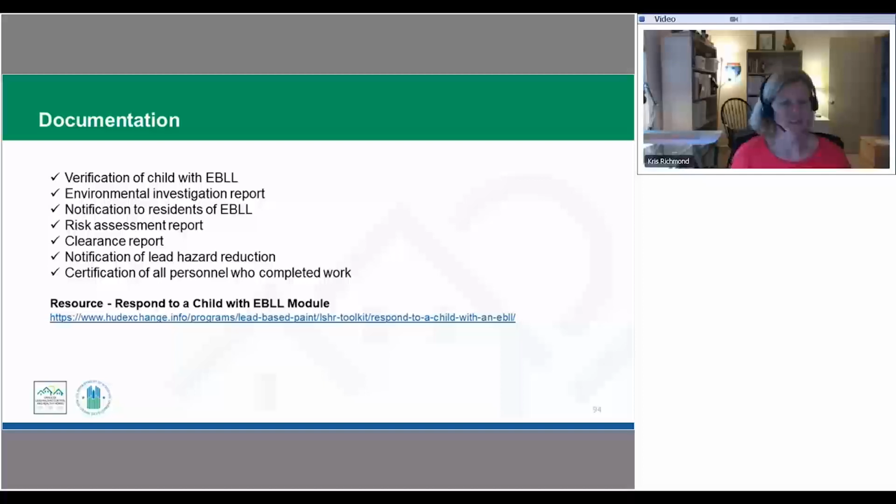And like I said, in our toolkit, this is the module that you can go through in the toolkit, kind of walks you through step by step. If there's a child with an EBLL in your unit, what do you do? And so you can go through these steps, and there's some sample forms in there as well.